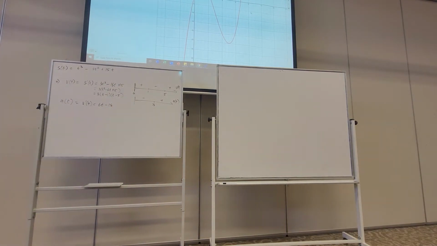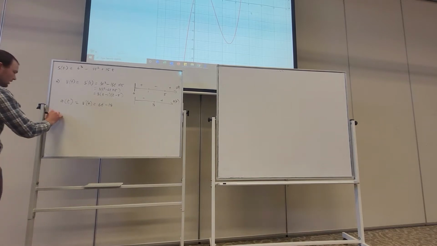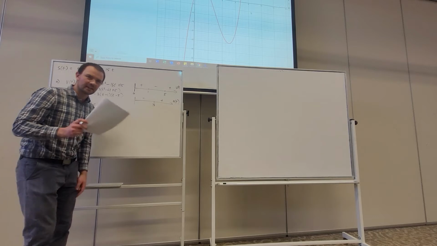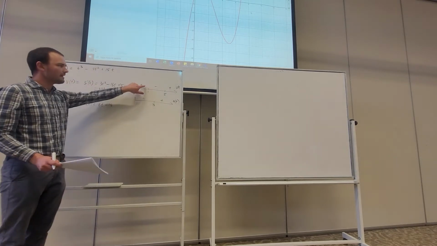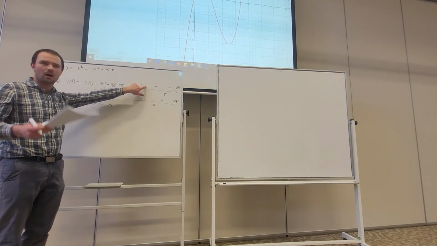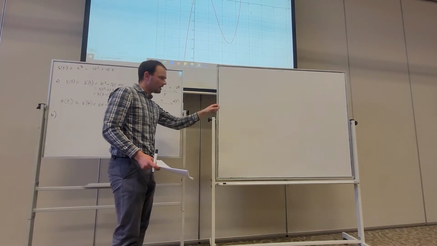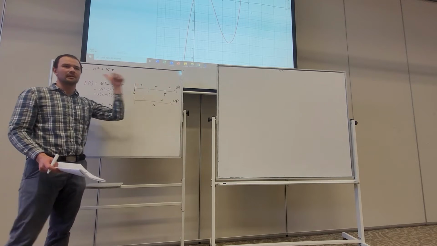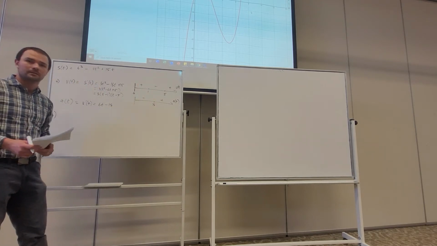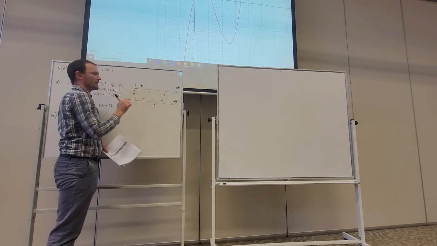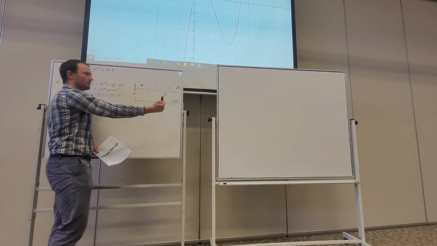Part A complete. Part B, find the time and position when the particle changes direction. So the particle changes direction. Velocity tells you about its direction. By convention, positive velocity means it's moving to the right, and negative velocity means it's moving to the left. Remember, you learned that in physics. Velocity is a vector quantity, which means it has direction. So if it's positive, we say moving to the right. If it's negative, it's moving to the left.